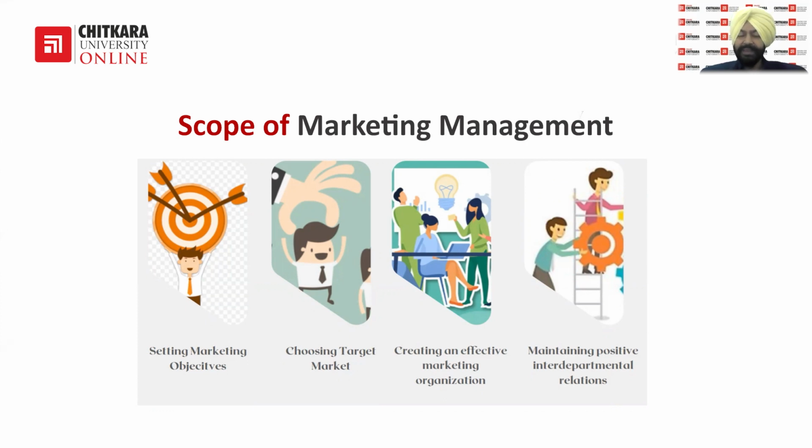Then the scope also includes creating an effective marketing organization. The entire organization has to work as a well-oiled machinery. Whether we talk about the finance department, the personnel department, or the supply chain management department.